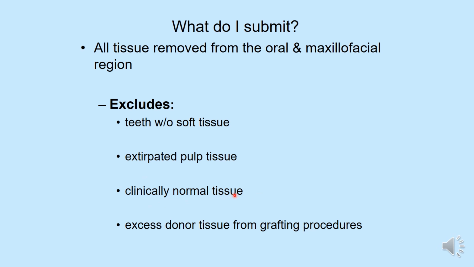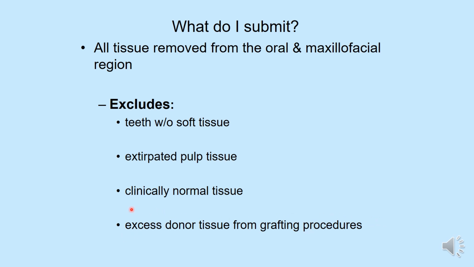All right. The third type of tissue that we do not submit for biopsy is clinically normal tissue. So if you are doing a procedure and you cut out normal tissue for some reason, you do not submit that for biopsy.